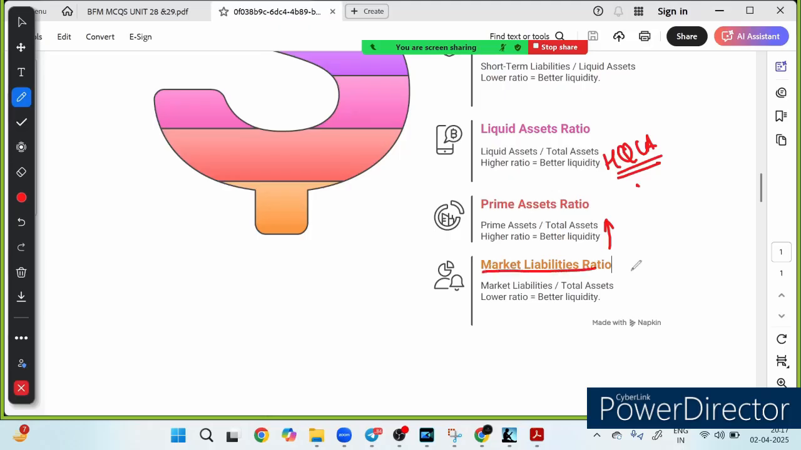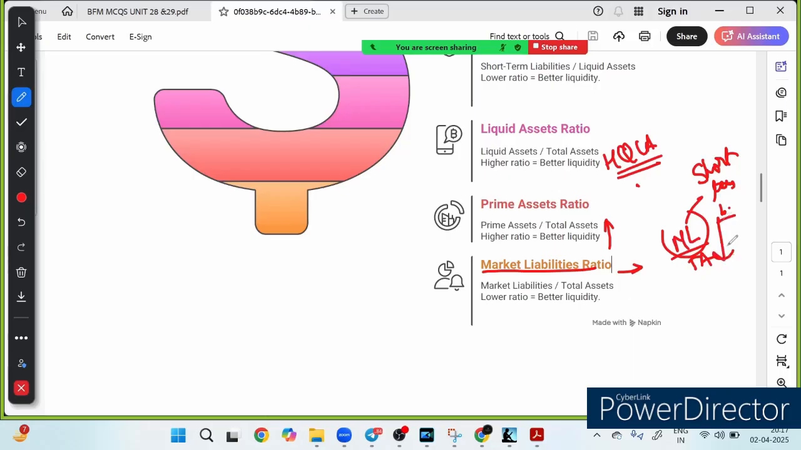And then we have the market liability ratio. This ratio looks at the proportion of market liability, that is, what is the proportion of market liability with reference to total asset. What is the meaning of market liability? It means short-term borrowing. Short-term borrowing, right? So this ratio should be lower.